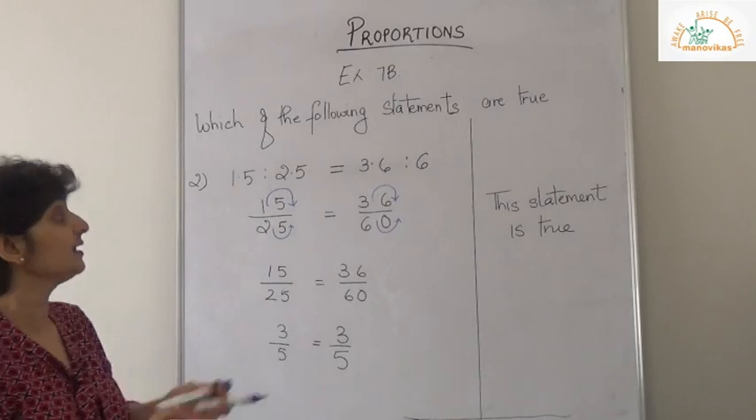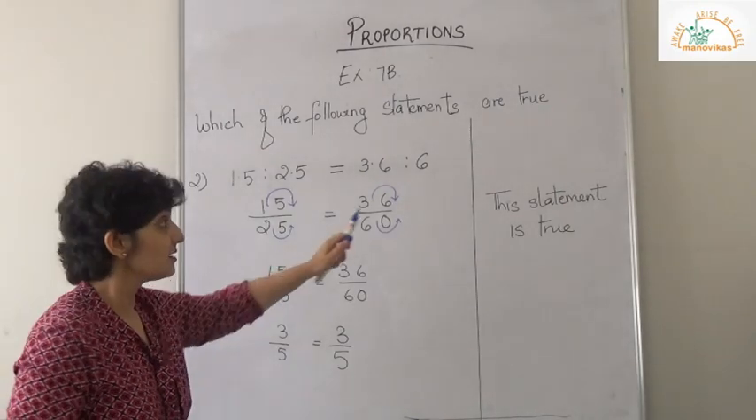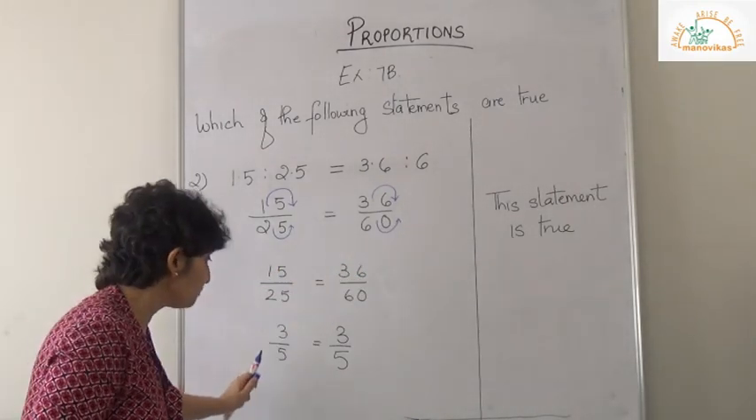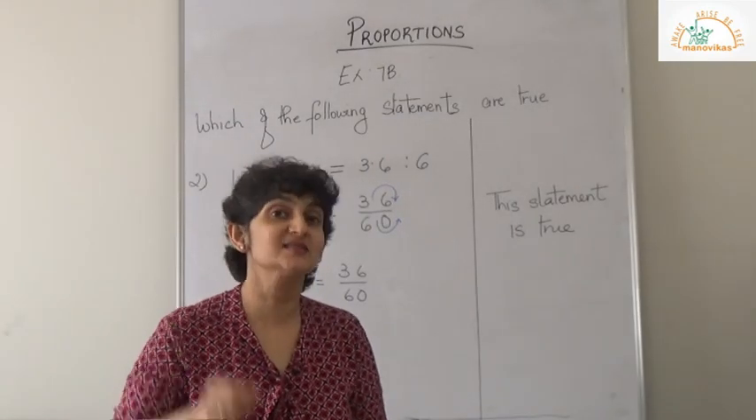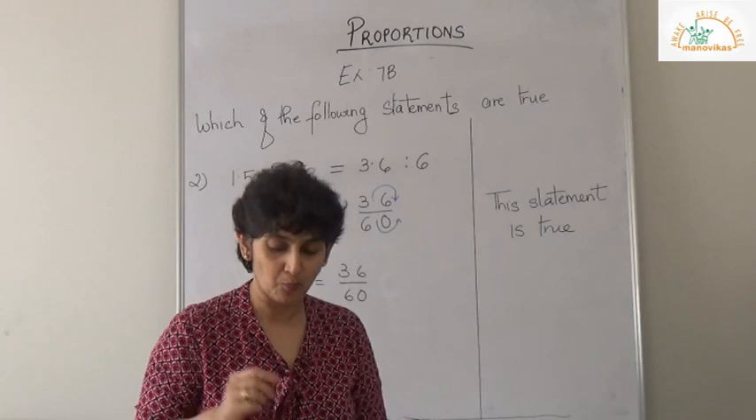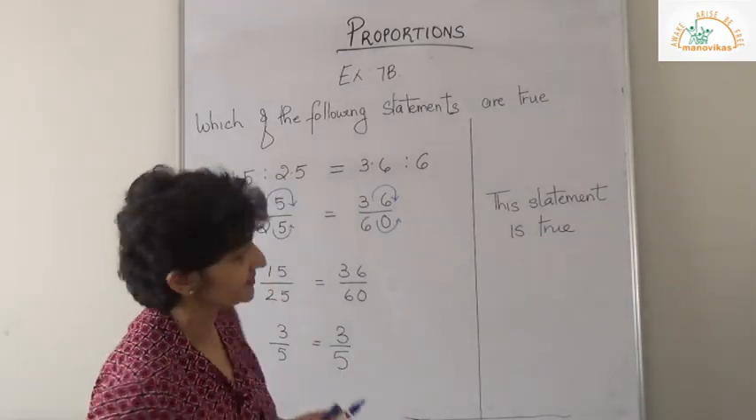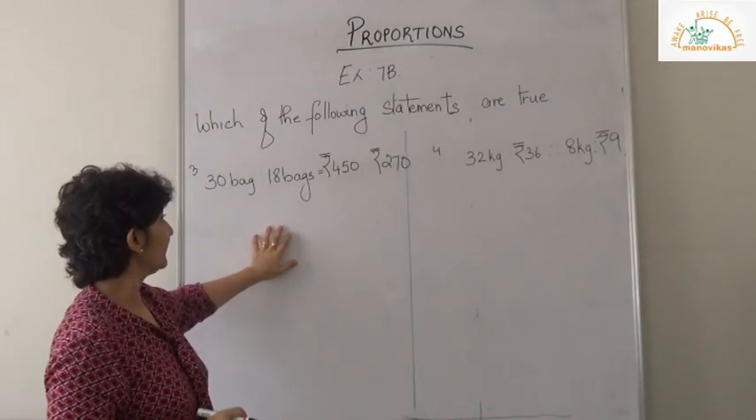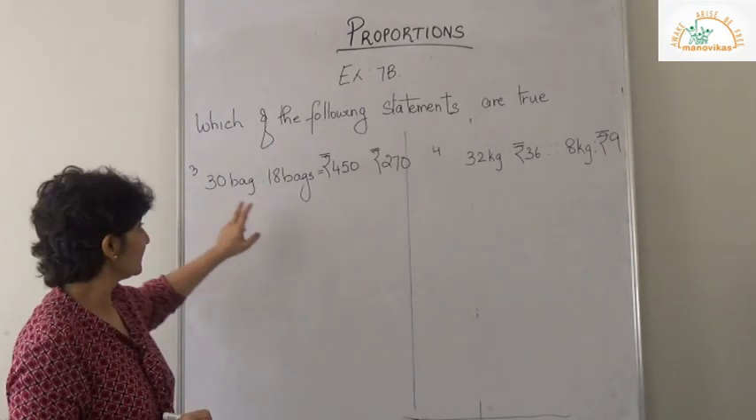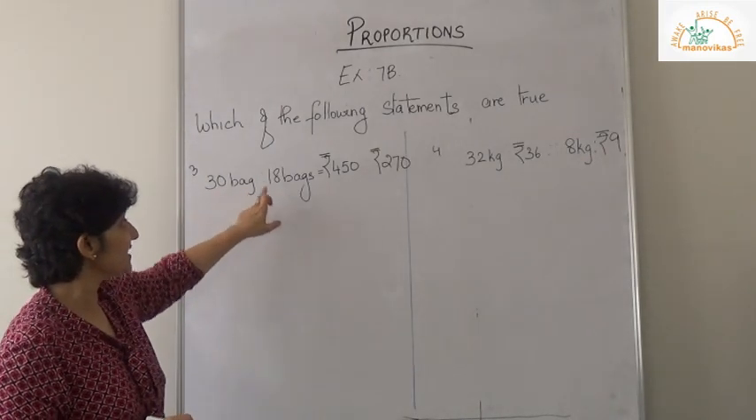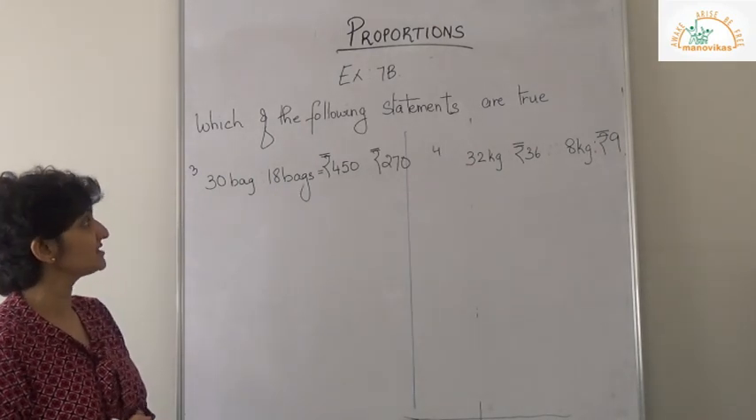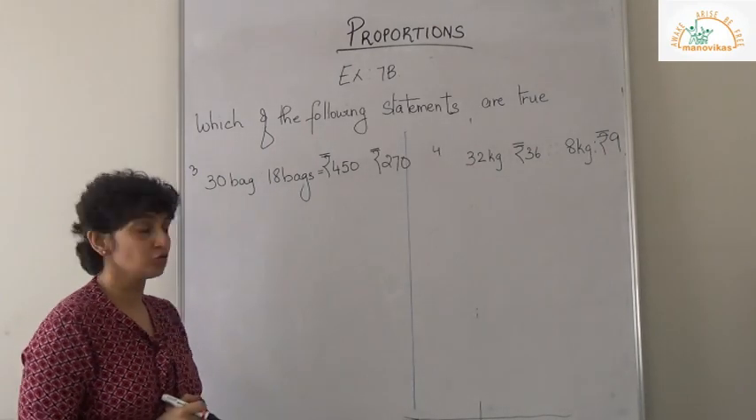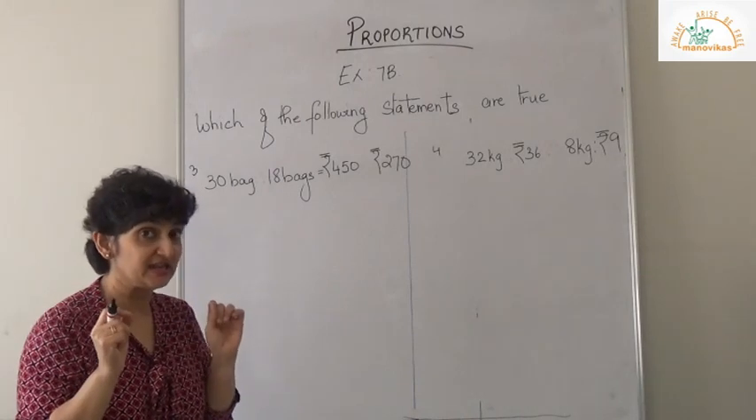So what do I say? That means because, why is the statement true? Because both my ratios are equal. That means they are in proportion. Let's do another sum. Alright, now the third sum. This says 30 bags is to 18 bags should be equal to rupees 450 is to rupees 270.